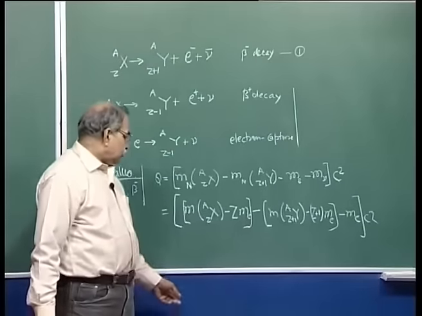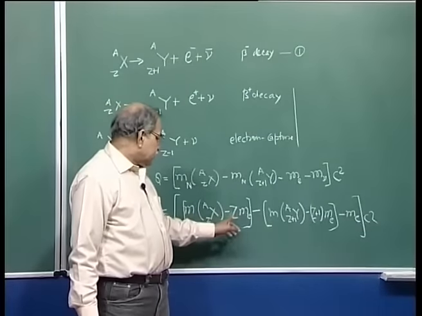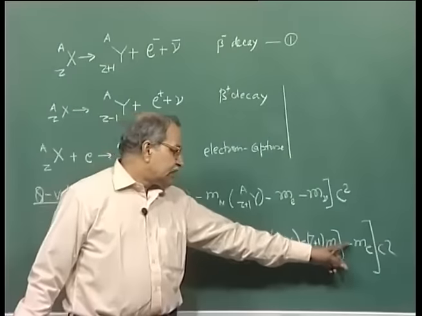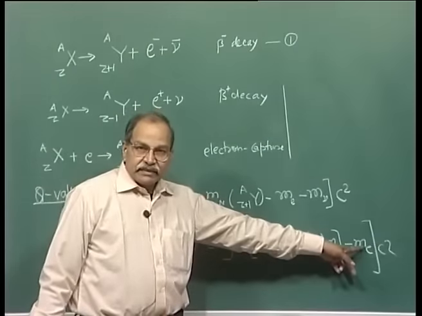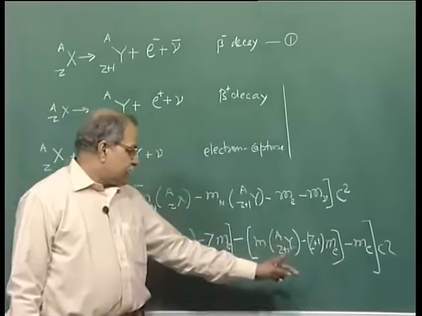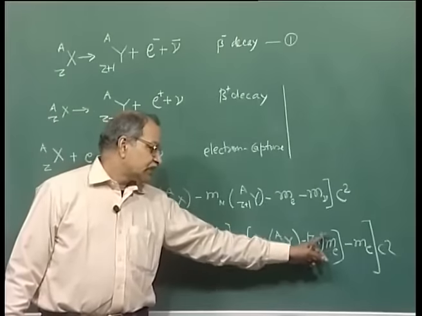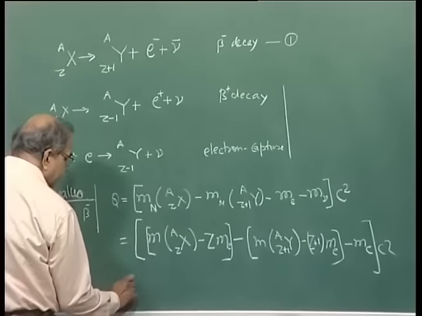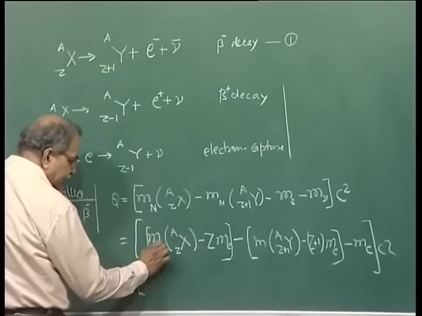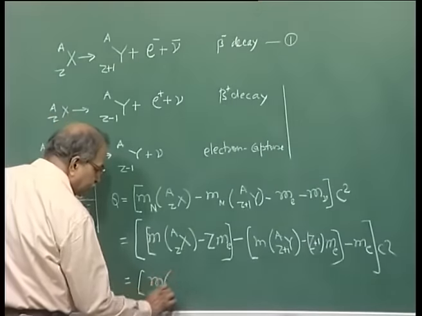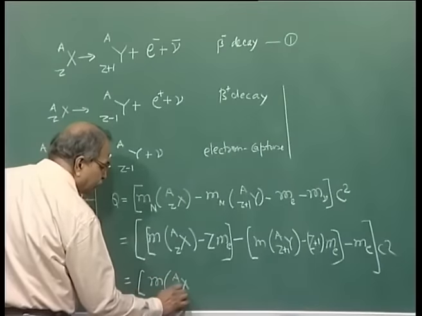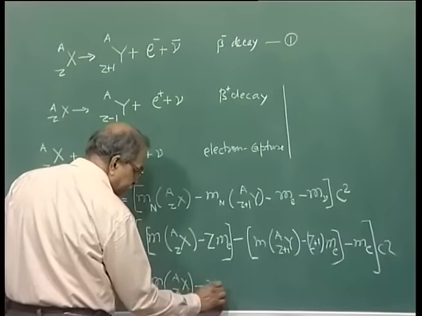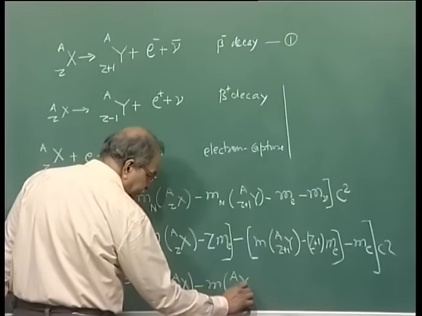Okay, so now we can look at these electron masses. You have minus Z m_e here and minus m_e here. So, that makes it minus (Z+1) m_e, and here you have plus (Z+1) m_e. So, all these electron masses will cancel out, and you have only the difference between the parent nucleus atomic mass and then minus M(A, Y, Z+1).